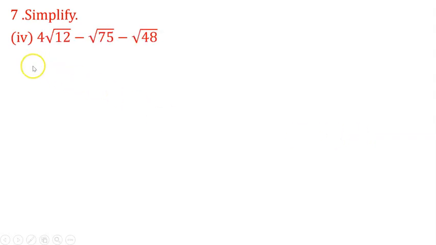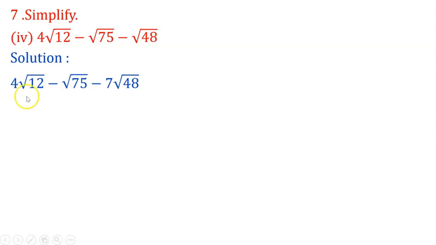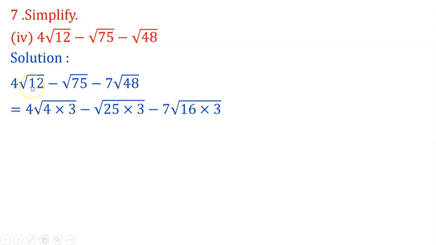Now next, 4 root 12 minus root of 75 minus root of 48. Now here, root 12 can be written as root of 4 into 3. Root of 75 can be written as root of 25 into 3. Root of 48 can be written as root of 16 into 3. Next, the root of 4 is 2, therefore here 2 root 3. Root of 25 is 5, and hence here 5 root 3. Next, root of 16 is 4, and hence here 4 root 3.